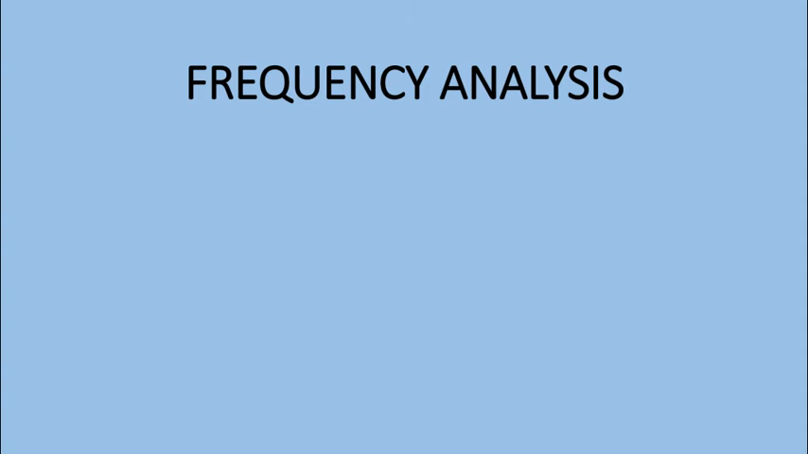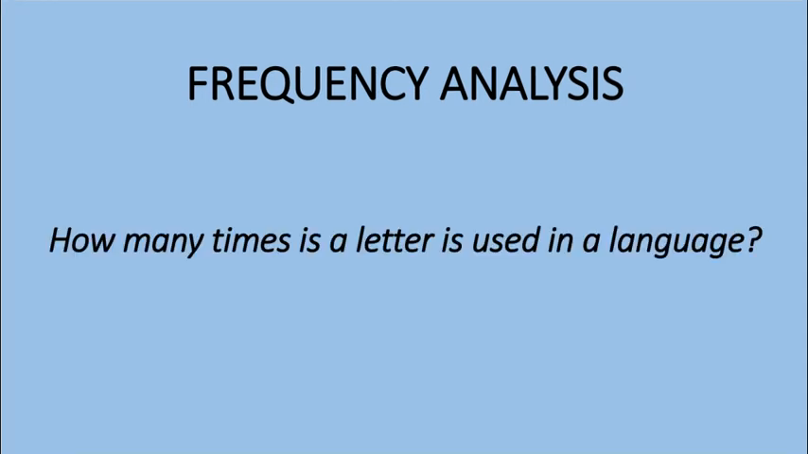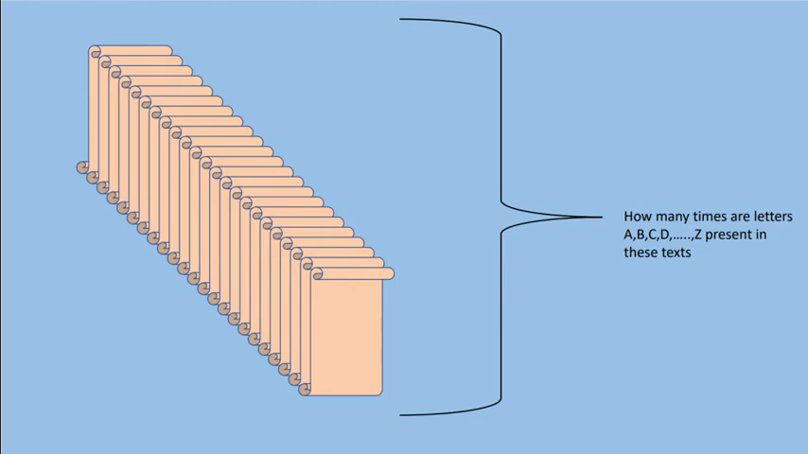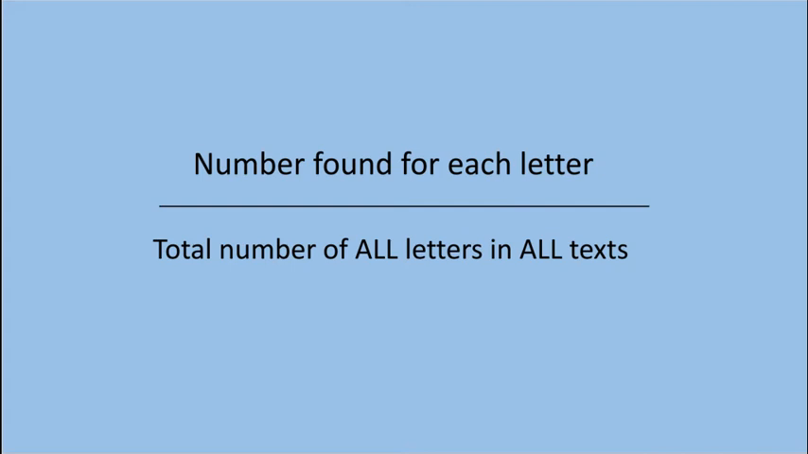In fact, at the beginning of the video, we were talking about specific characteristics that language has. And a very important one is that one that can be identified through frequency analysis. Frequency analysis is simply calculating how many times a letter is used in a language. In order to do that, several texts are analyzed, and it is counted how many times each letter is present. After that, the number found is divided by the total number of letters, and with that you can see which letter is most likely to be present in a language, for example.